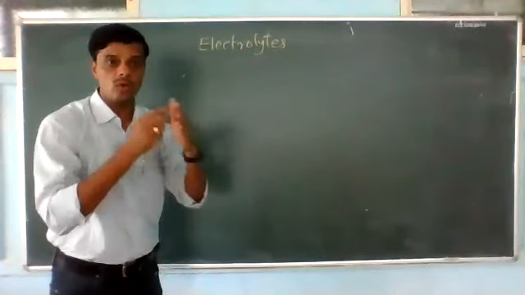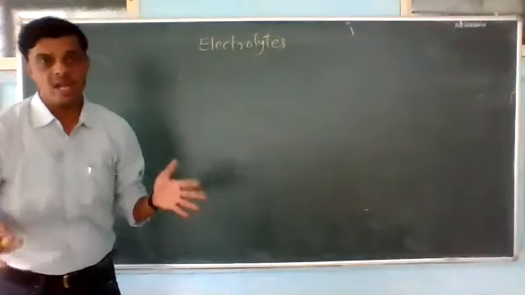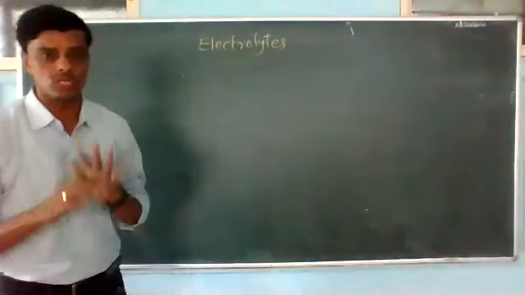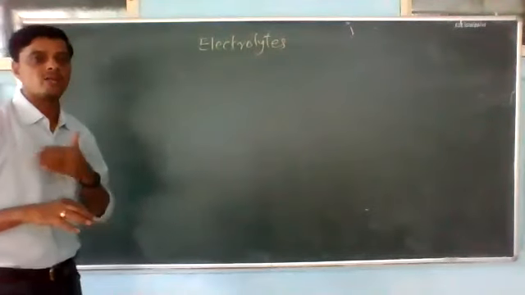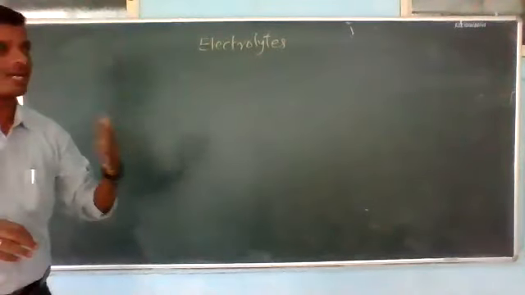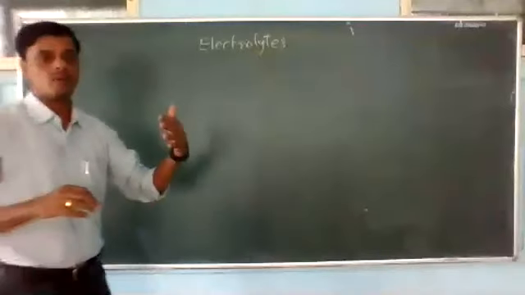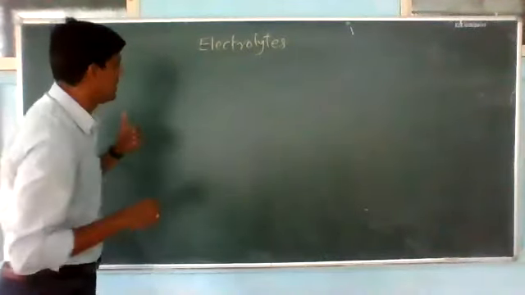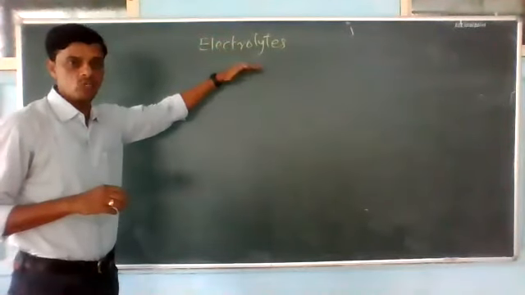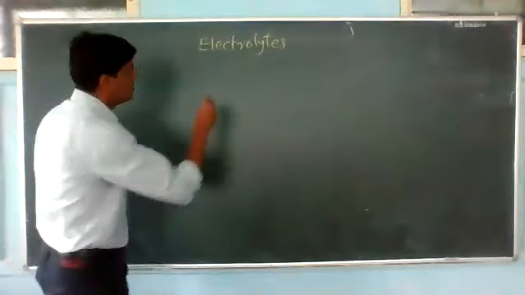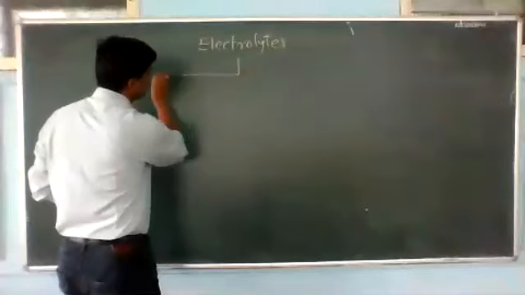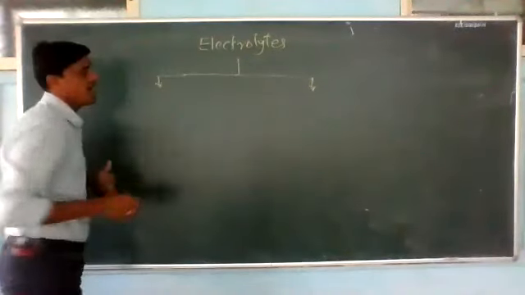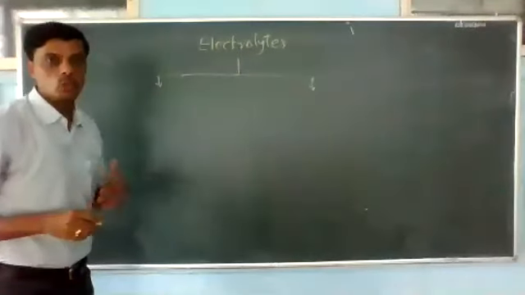Not only do they dissociate into ions, but if we pass an electric current through such a solution, then the ions conduct the electricity. The ions carry some amount of electricity along with them and move towards the respective electrodes. Such substances are said to be electrolytes. Now these electrolytes are classified into two types.